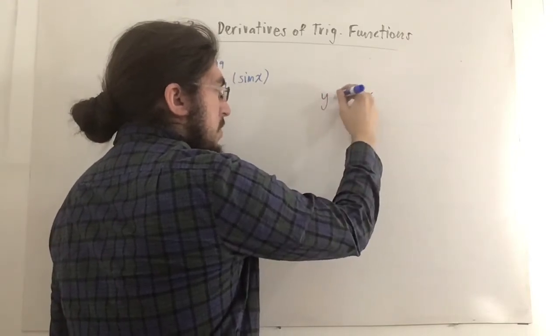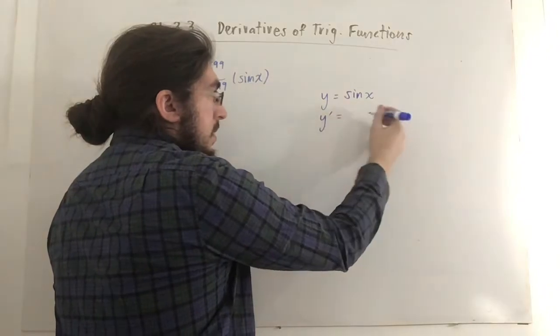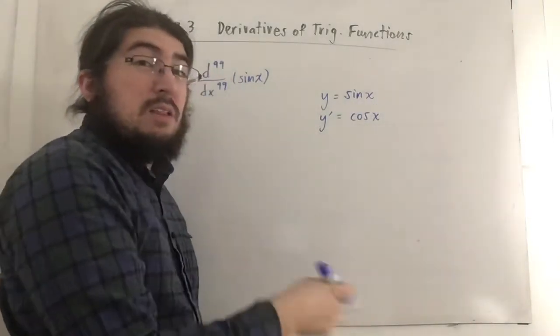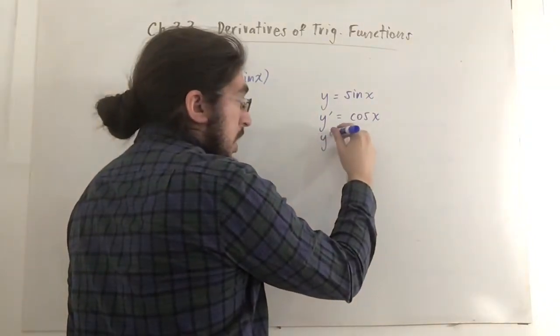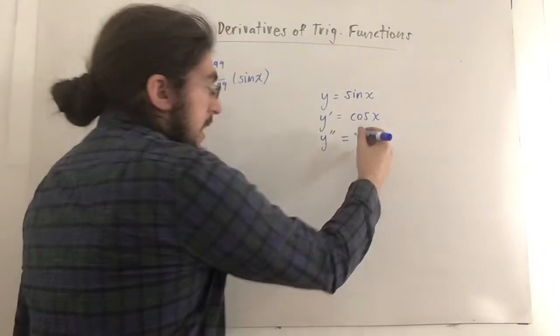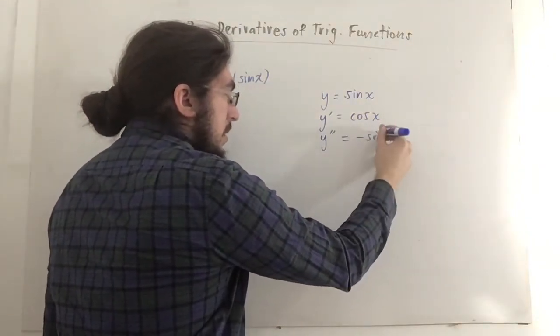Now let's just keep track of things. Let's call it y. And we'll find y prime. That's going to be cosine. Derivative of sine is cosine. Now let's find one more derivative. Let's call that y double prime, just means second derivative. Derivative of cosine is negative sine. So we're going to keep taking derivative of the previous one, basically.